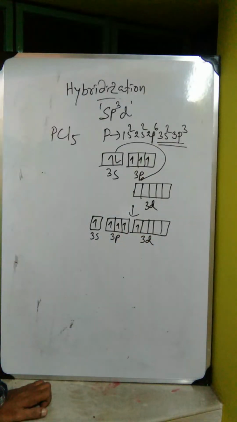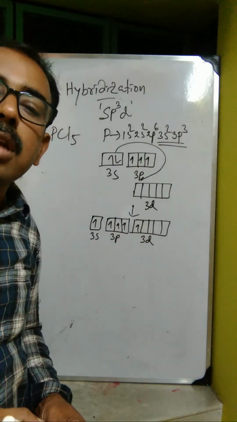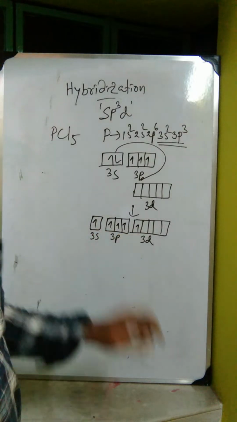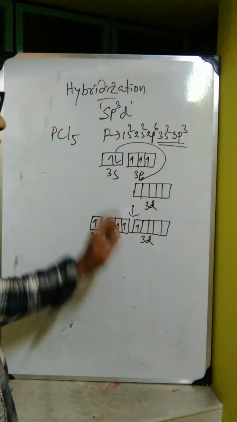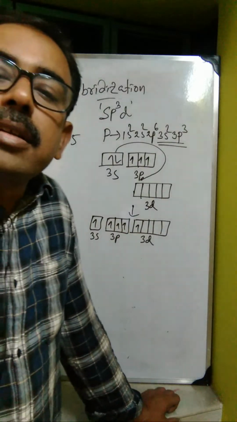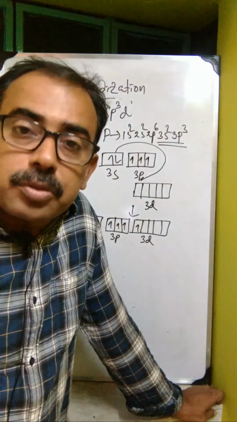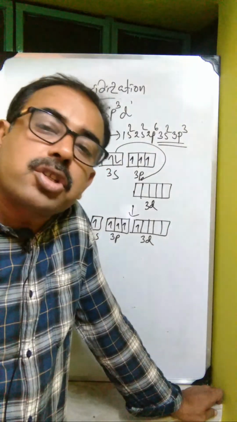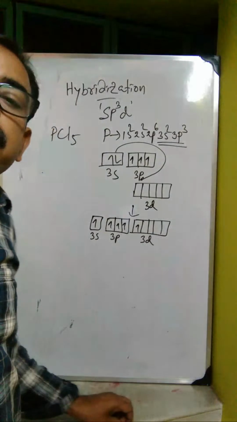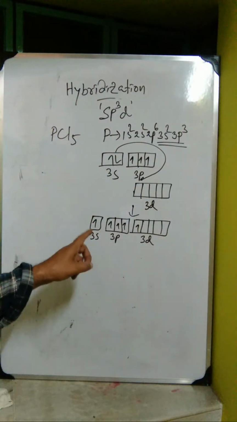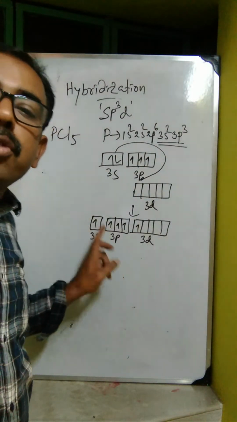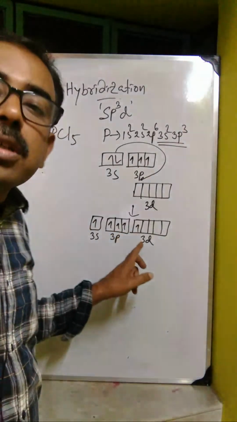Okay, our total number of unpaired electrons now here is 5. So this is the rearrangement that takes place at the outermost shell of the central atom phosphorus. Now what happens? Now hybridization will occur. Here hybridization occurs between one s orbital, 3 p orbitals, and 1 d orbital.